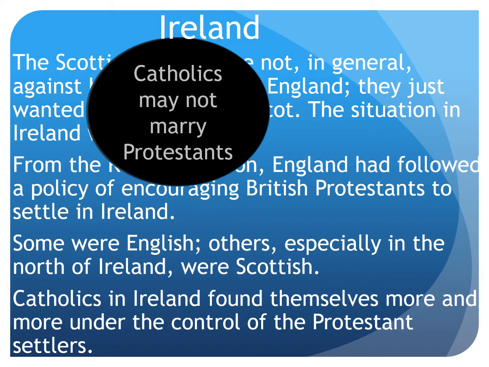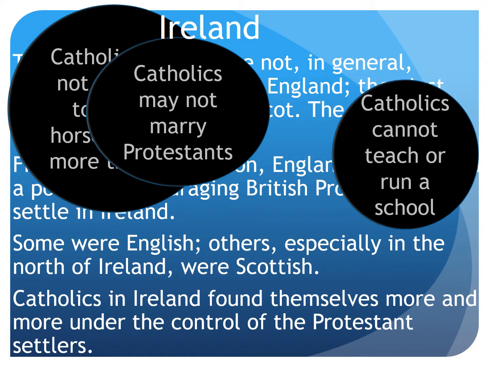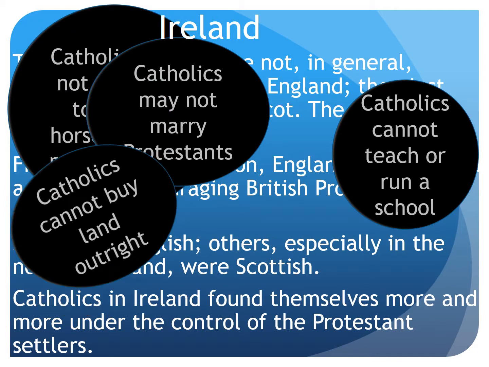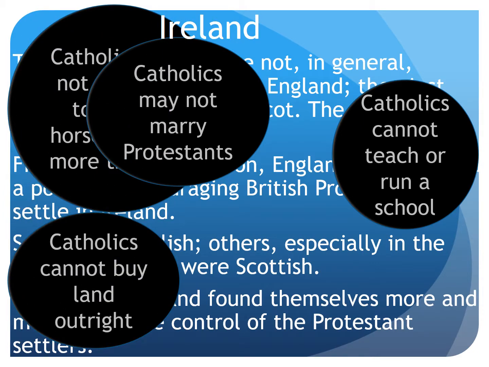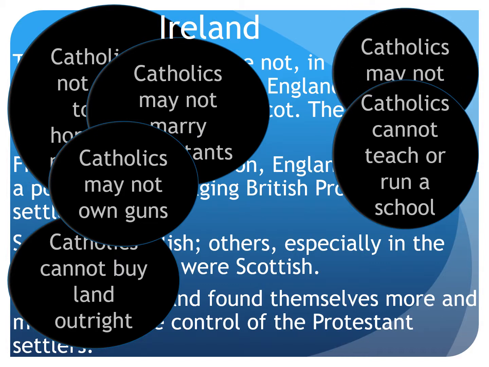Okay, Catholics couldn't marry Protestants. The next one that's coming up is they couldn't buy a horse that cost more than £5. They could only buy a very bad horse. They can't teach, they can't run a school. They can't buy land. They can't have guns. I can't read that one. Sorry.